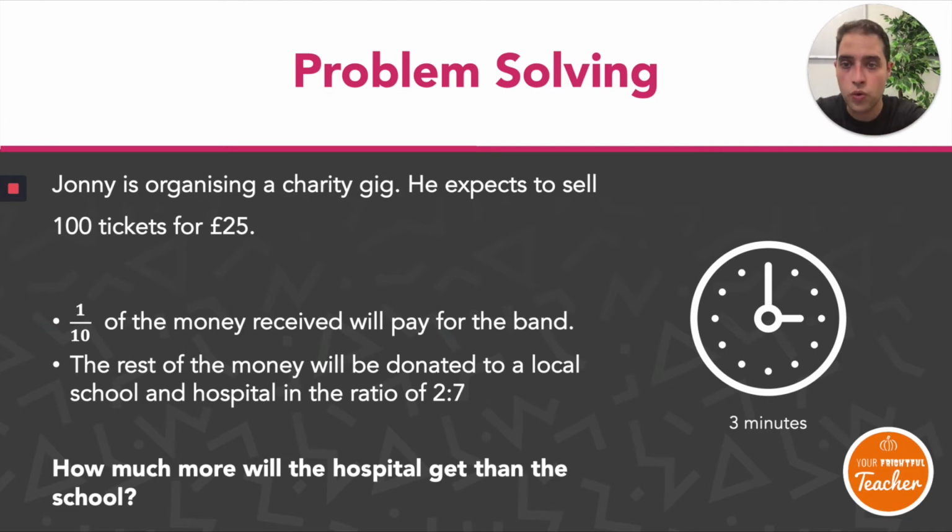So Johnny is organising a charity gig. He expects to sell 100 tickets for £25. 1/10 of the money received will pay for the band. The rest of the money will be donated to a local school and hospital in the ratio of 2:7. How much more will the hospital get than the school? So it's important to read through these questions once clearly and do it again as well. Then start trying to work it out.